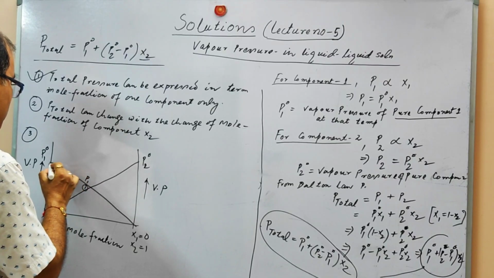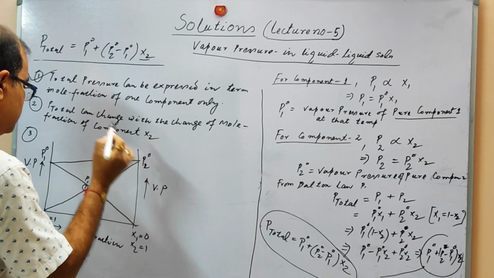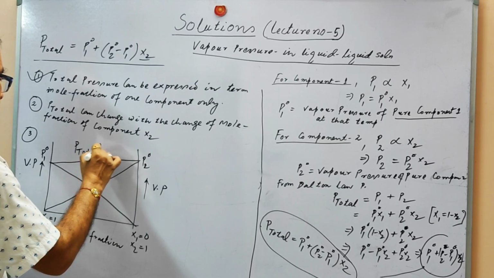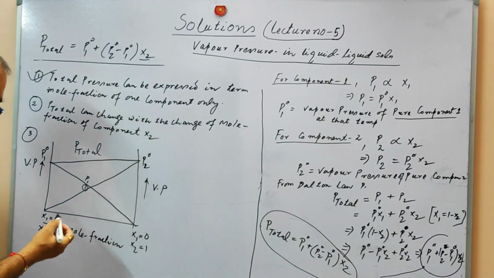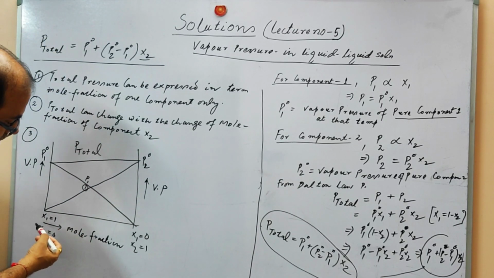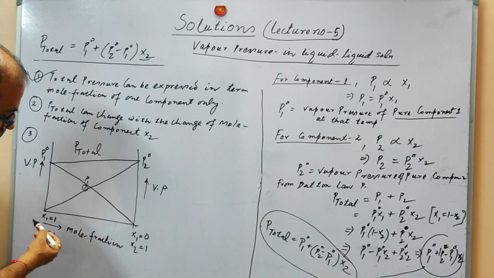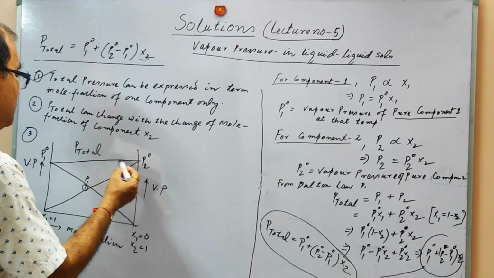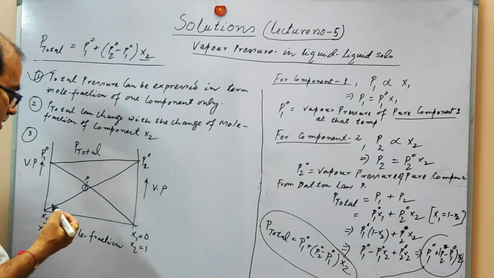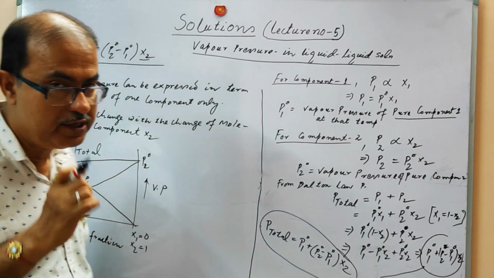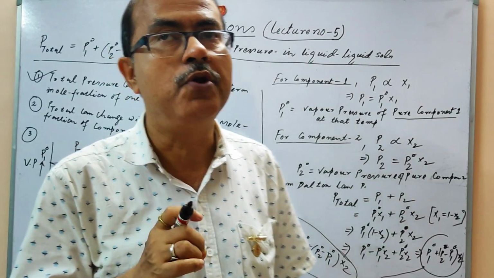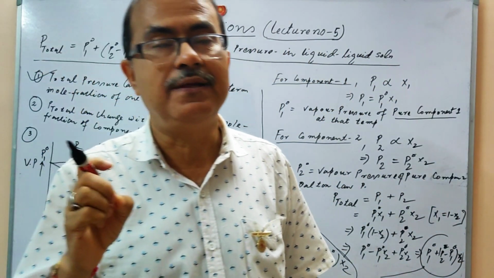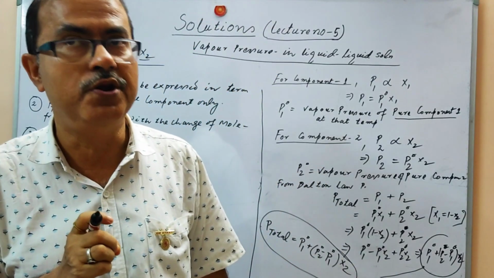And what about the total vapor pressure? This is the total vapor pressure. We can see that as the mole fraction of the component 2 is increasing, the total vapor pressure is also increasing. This means here the component 2 is more volatile than the component 1, because the vapor pressure of the component 2 in the pure state is higher than the component 1.